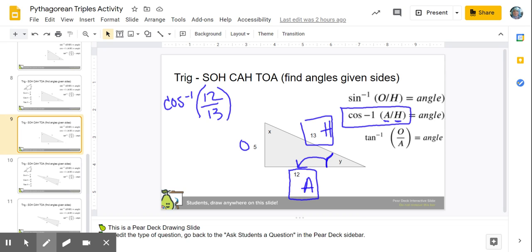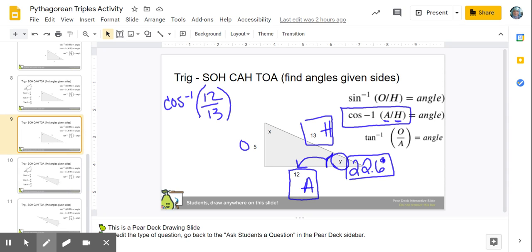22.6. And because I started at the Y, that's how we labeled the O and the H and the A. That angle is my 22.6.